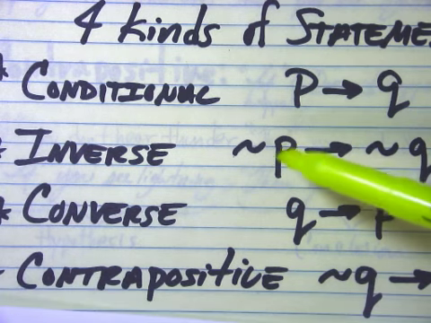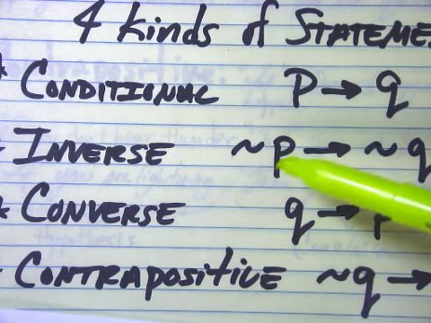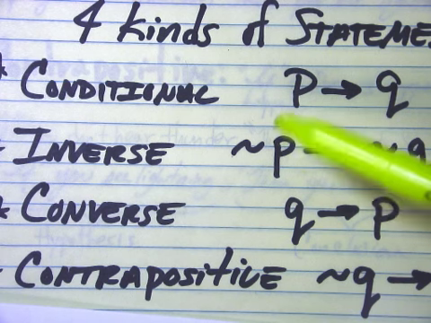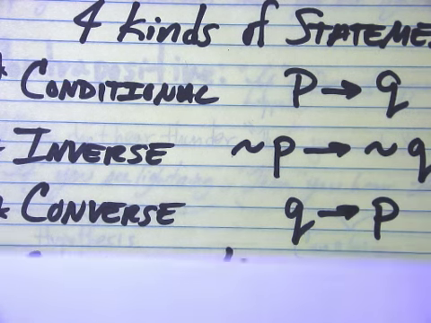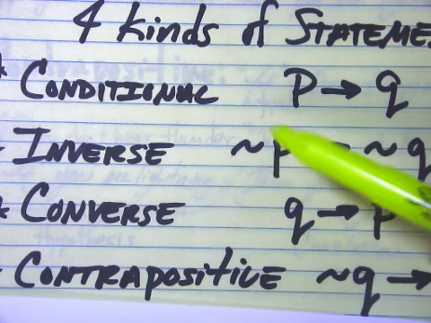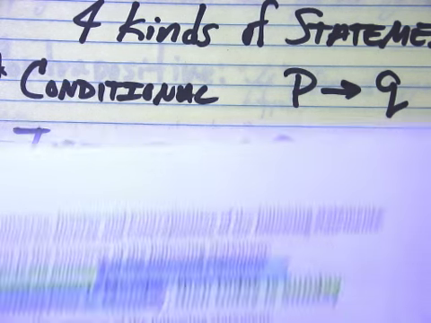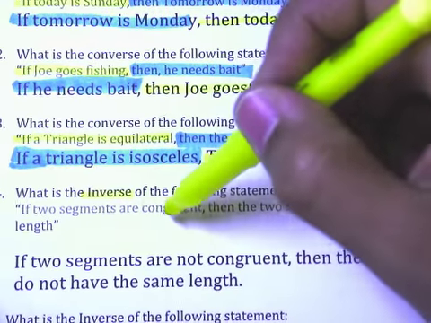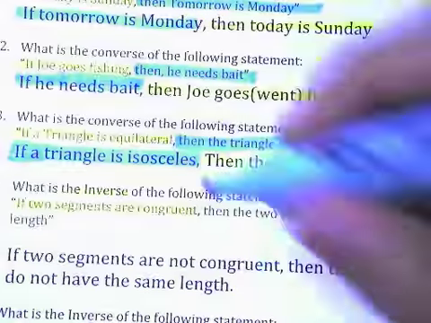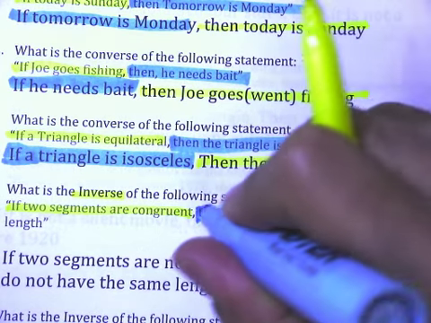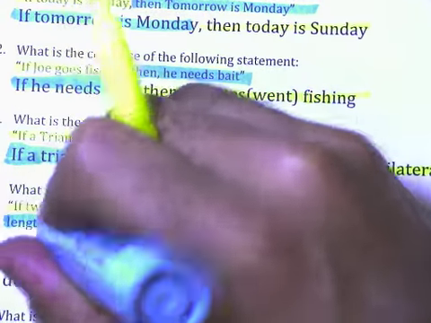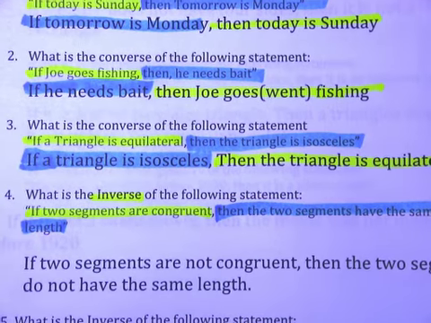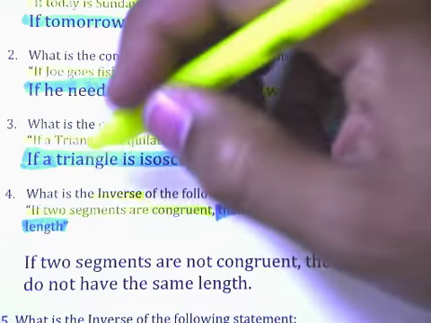For number four, they're asking us for the inverse. And if you remember, the inverse is the negation, or the opposite of my P to Q. My not P to not Q. So we're not switching places with the P to Q, we're just negating them, and that's the inverse. So they tell us that if two segments are congruent, that's my hypothesis, then the two segments have the same length. That's my conclusion.